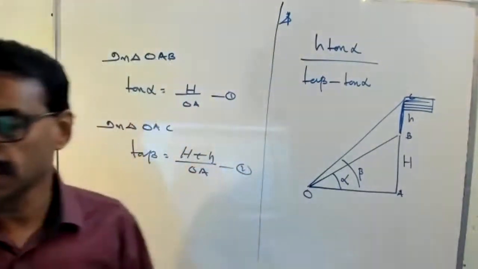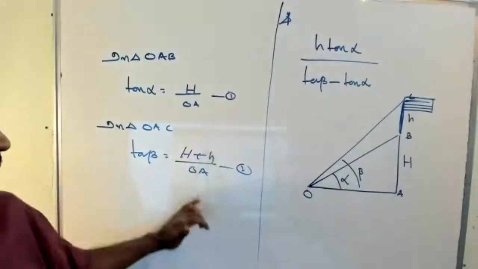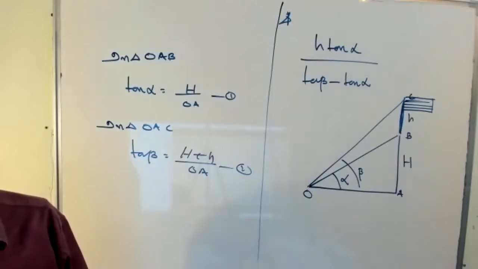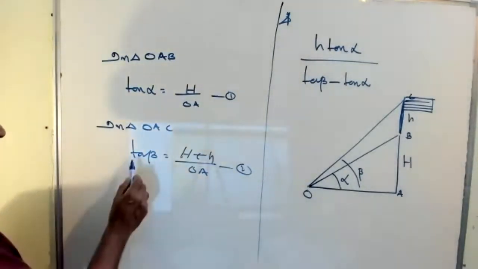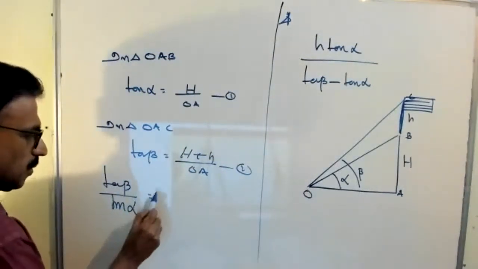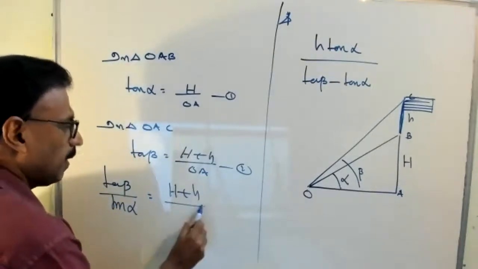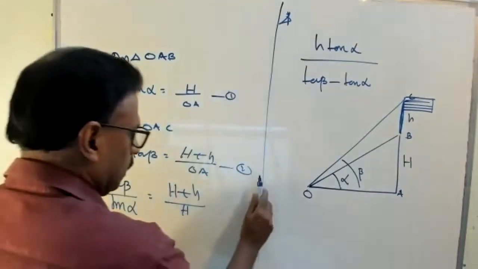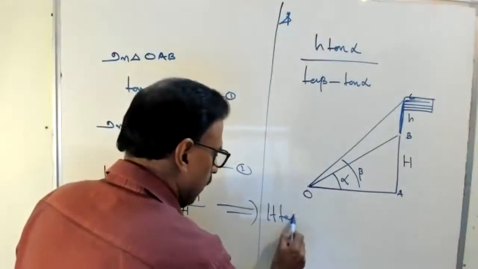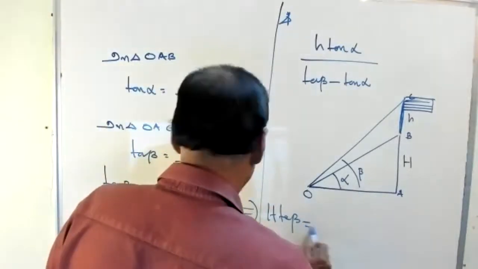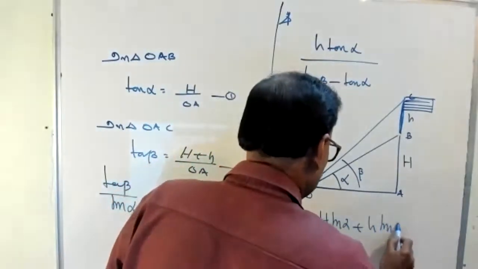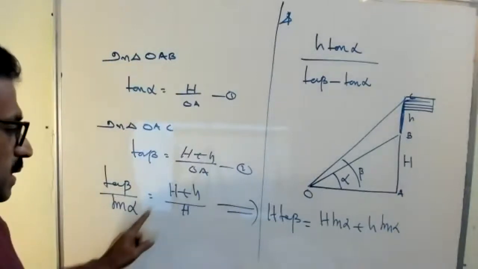Now, in our answer there is no OA. How to remove OA easily? Divide them. Dividing, tan beta divided by tan alpha equals capital H plus small h divided by capital H. Then cross multiply: H tan beta equals H tan alpha plus h tan alpha. Correct or no? Capital H tan alpha, small h tan alpha.